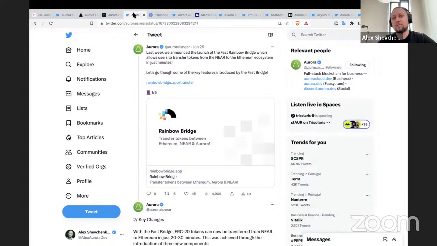Moving on, I would like to remind everyone that last week we launched fast transfers over the Rainbow Bridge. This was an addition to the existing Rainbow Bridge technology, and these fast transfers allow transfers from the NEAR network to Ethereum to happen faster than they previously did.